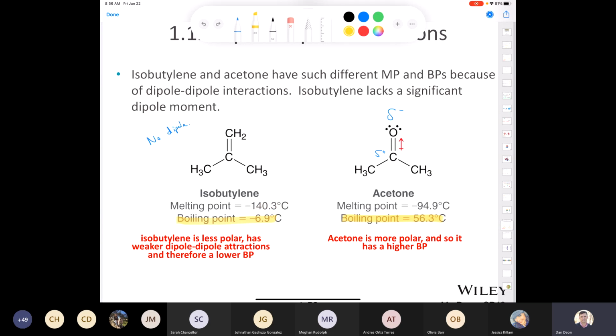That means it's a gas at room temperature. It's vaporized at minus 5 degrees Celsius. It's a vapor. The reason why is because there's no delta plus, there's no delta minus, there's nothing to attract 2 molecules of isobutylene. Could anybody tell me what kind of intermolecular forces 2 molecules of isobutylene would experience? I'm testing you here. If you had a second molecule of isobutylene, there is an attraction between them, but can anybody tell me what type of attraction it would be?